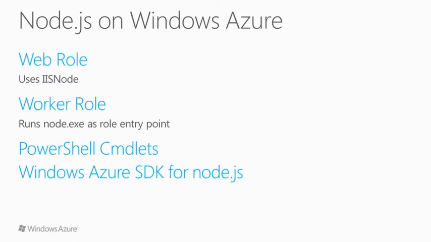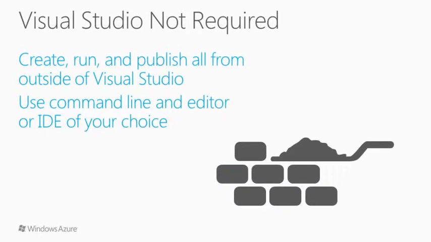To make building Node.js applications for Windows Azure easy, we have created a set of PowerShell commandlets for Node.js Windows Azure development. Additionally, we have created the Windows Azure SDK for Node.js. The PowerShell commandlets can be installed using the Web Platform Installer, and the SDK can be installed using Node Package Manager. The full source code for the Node SDK and other Windows Azure SDKs are available on GitHub at github.com/WindowsAzure. One important thing to note here is that you do not need Visual Studio to build, deploy, or manage Node.js applications on Windows Azure.